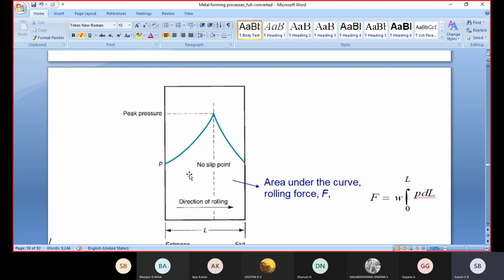In the slip condition the curve is imbalanced. At the entry point a small amount of force is required, at the exit point some force, and at exactly the center the maximum amount of force is required. Compared to this, either higher or lower force is required in the slip condition. In the no slip condition, both the entry and the exit require the same force or pressure, and only exactly at the center of the roller is the maximum load or force required.